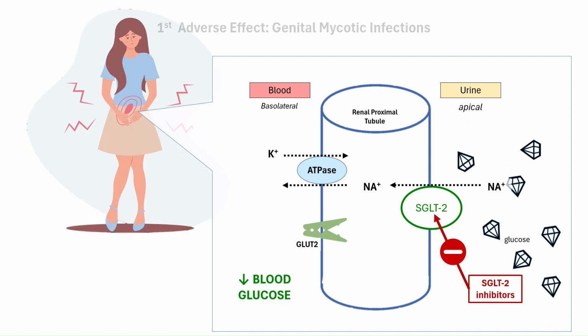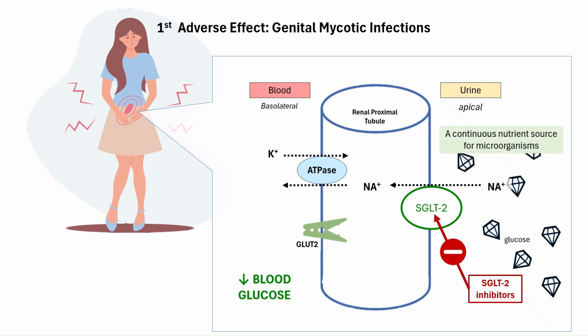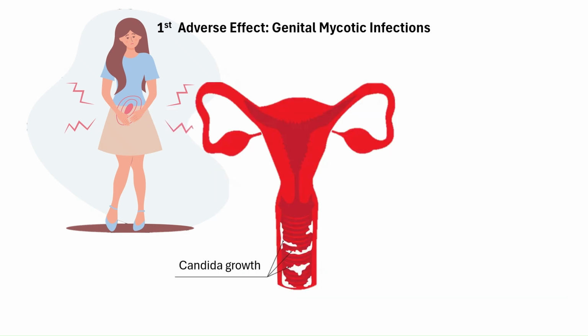The most common adverse effect is genital yeast infection, medically termed genital mycotic infection. SGLT-2 inhibitors do not suppress immunity. What they do is alter the local ecology by providing a continuous nutrient source for local microorganisms. By increasing urinary glucose excretion, SGLT-2 inhibitors create a glucose-rich environment in the genitourinary tract. Yeast, especially Candida species, thrives in warm, moist, sugar-rich environments.